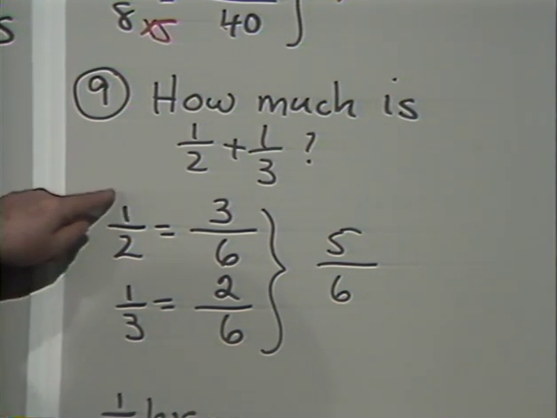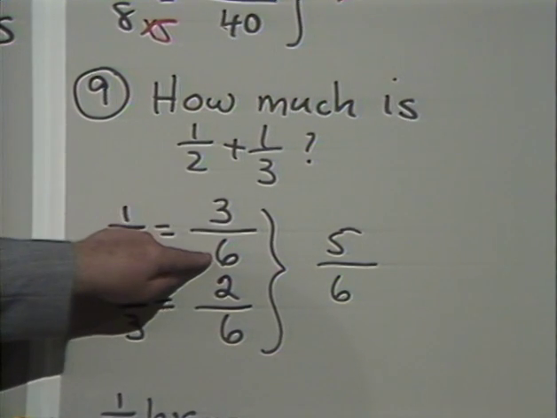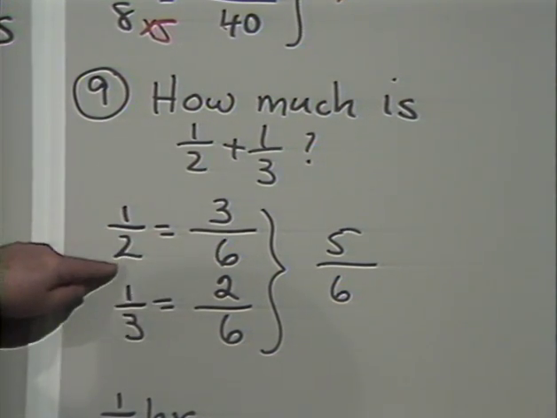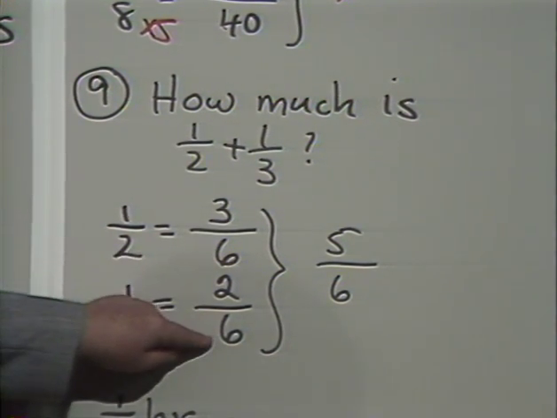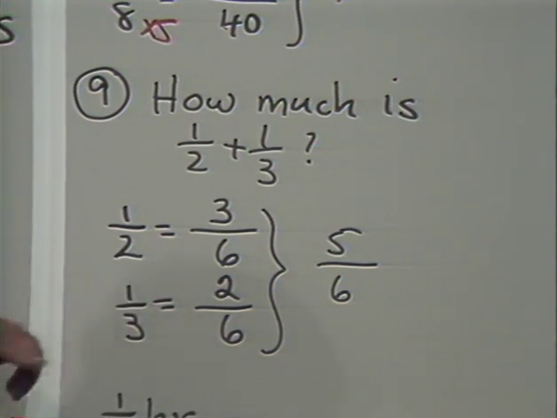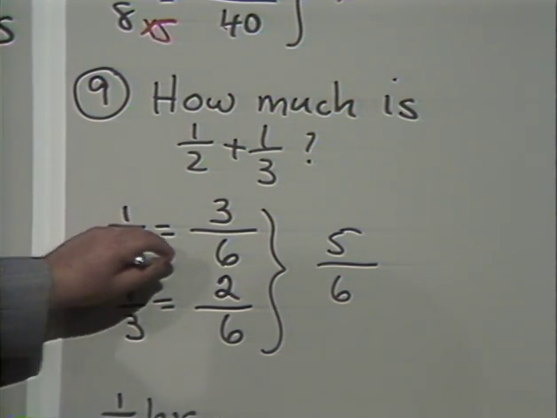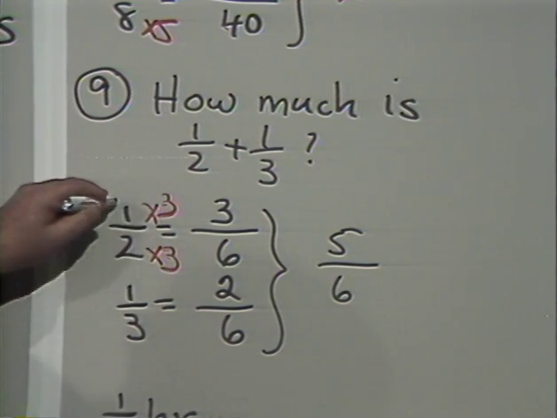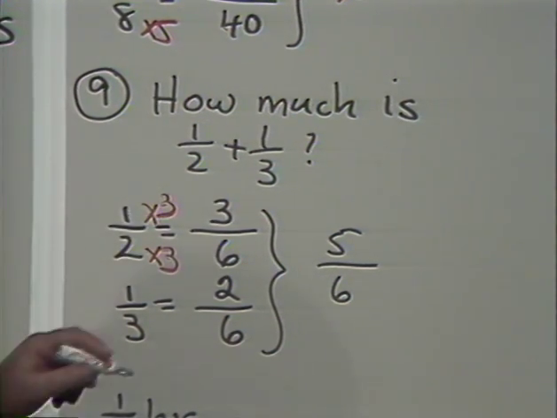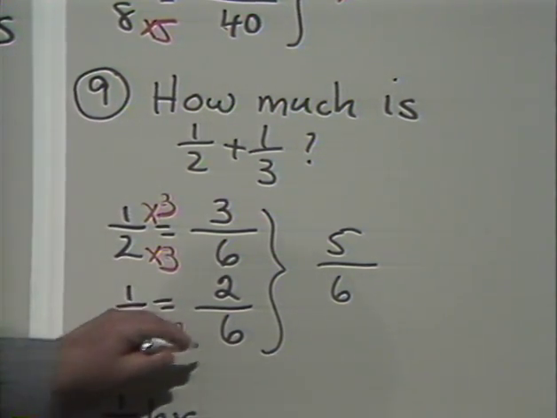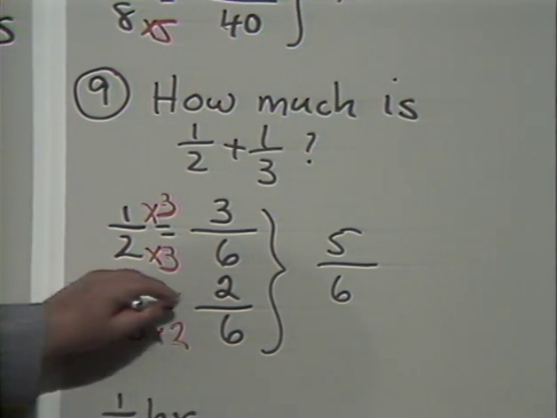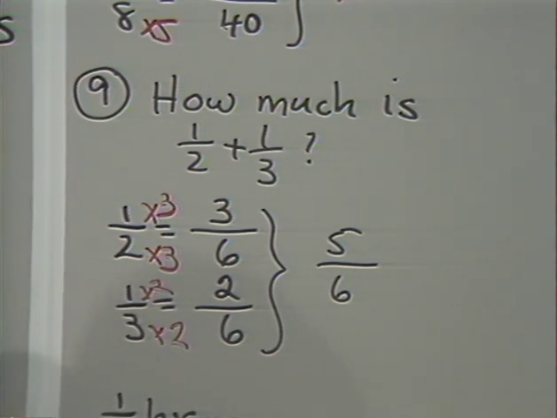6. So at a rate of 1 out of 2, you'd be taking 3 out of every 6. At the rate of 1 out of 3, you'd be taking 2 out of every 6. How do you know that? Because 2 goes into 6 3 times. 3 times 1 gives me 3. 3 goes into 6 twice, you see. If I multiply downstairs by 2, I multiply upstairs by 2. That gives me 2/6. And how much is 3/6 plus 2/6?